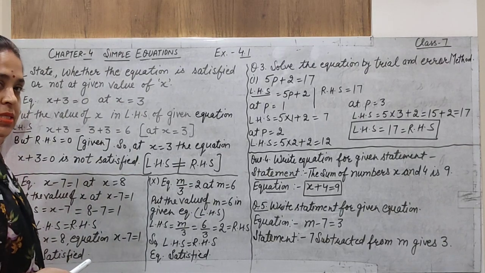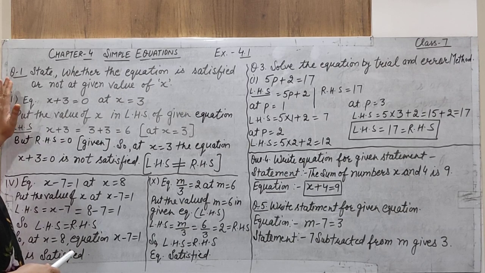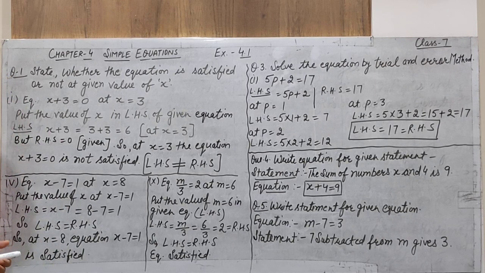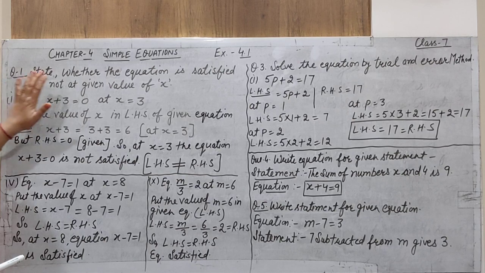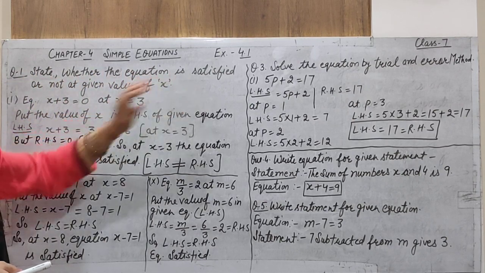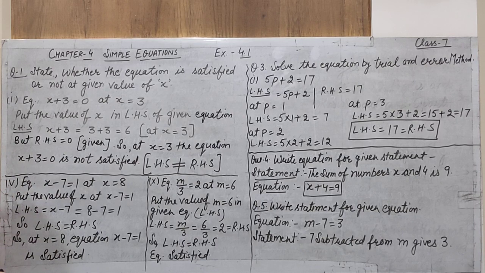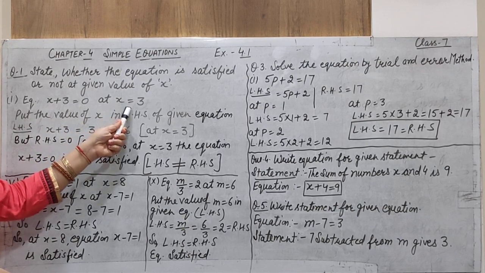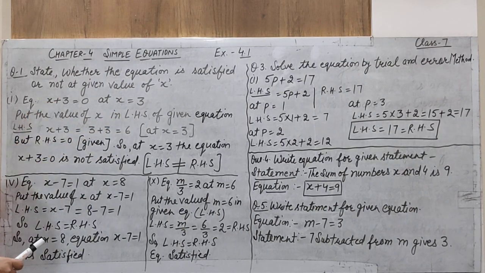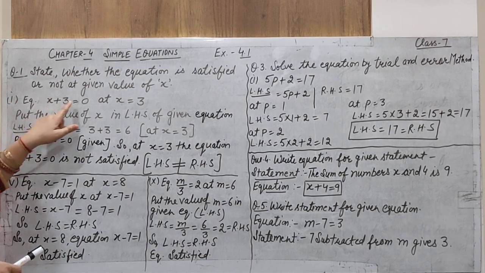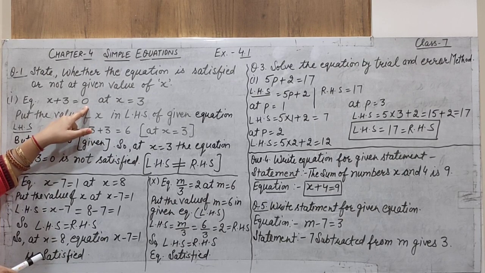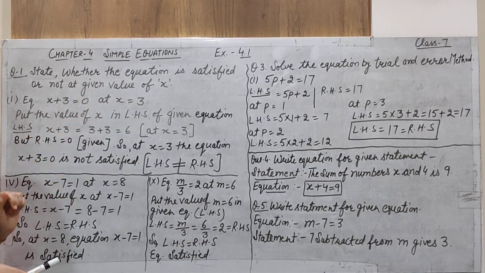The question 1 is, state whether the equation is satisfied or not at the given value of x. What does this mean? State means you have to prove whether the equation is satisfied or not, when we have been given a value of x and an equation. Now here, see the first example. Equation is x plus 3 equal to 0, at x is equal to 3.